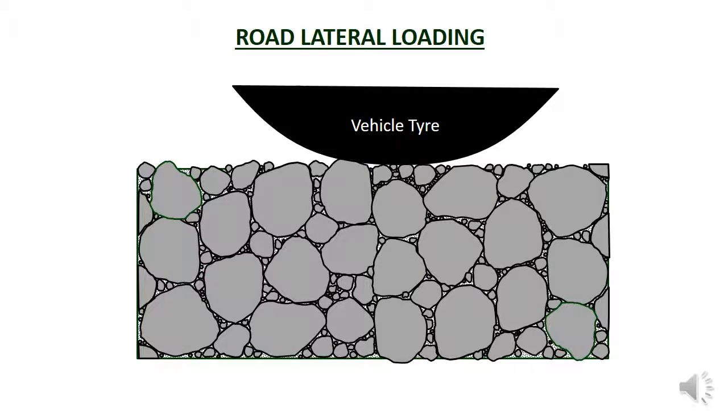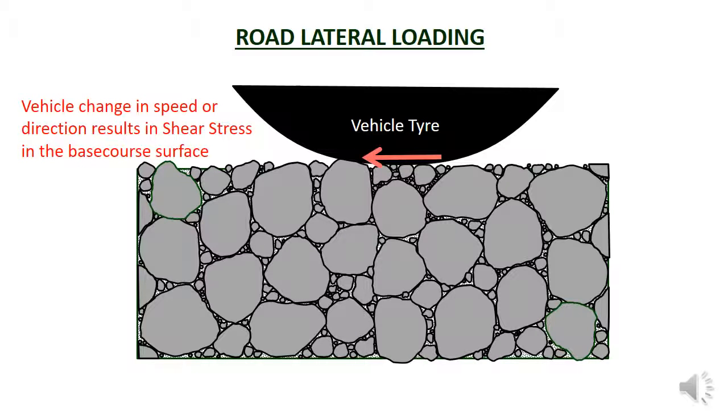A second loading on a road is the horizontal forces created when a vehicle turns, brakes, accelerates, or climbs on a steep slope. In all of these cases, the movement of the tyre is applying a horizontal force to the layer. The force is applied over the area of the base course that is in contact with the tyre, that is the tyre footprint. A force applied over an area is a stress. In this case, it is a shear stress, as the stress is applied parallel to the surface.